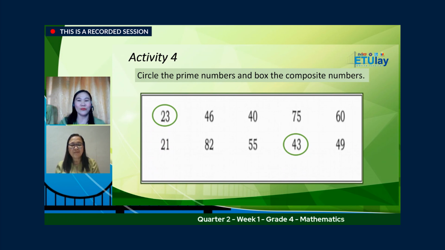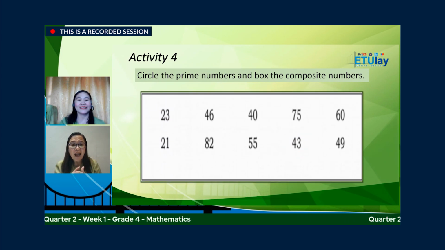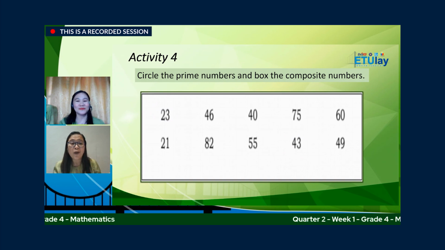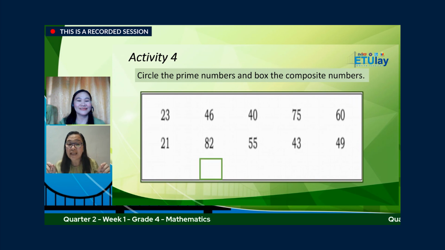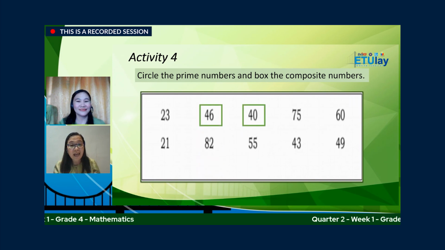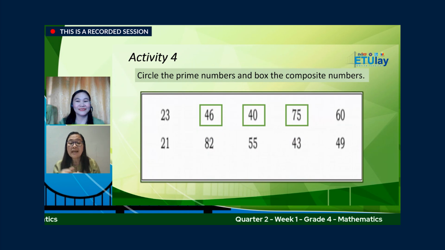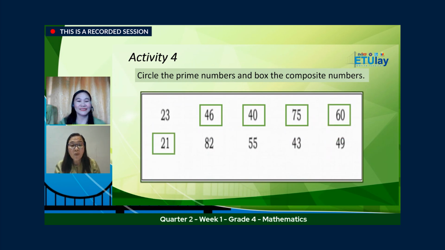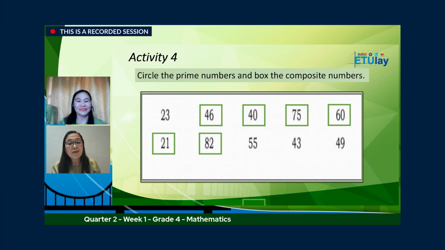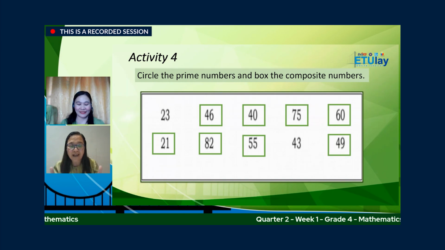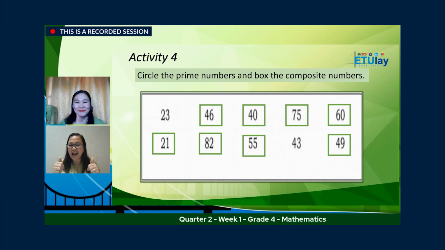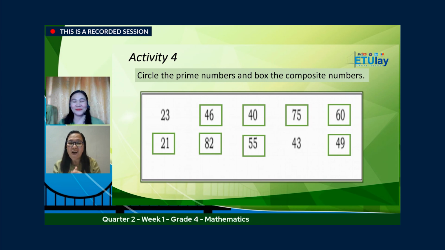Okay, how about the composite number, Tutor Wella? Yes, of course, Tutor Joby. Ang nilagyan nila ng box, those are the composite numbers. And ano-ano ang mga numbers na yon? You have there 46, 40, 75, 60, 21, 82, 55, and 49. Wow, perfect learners. Tama ang inyong mga answers.